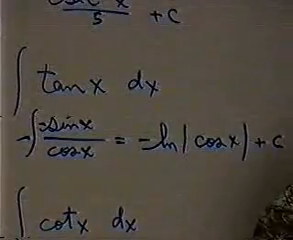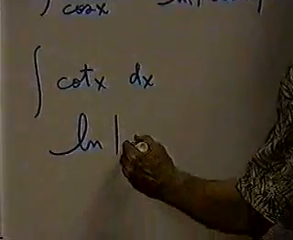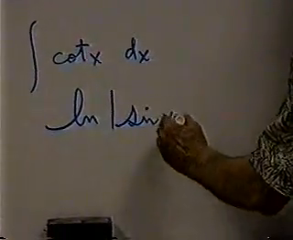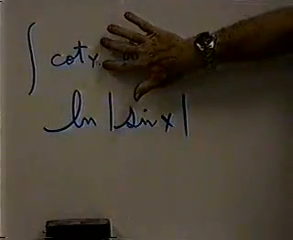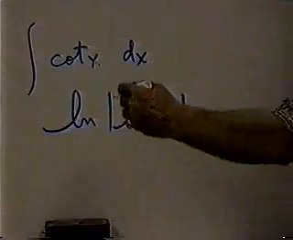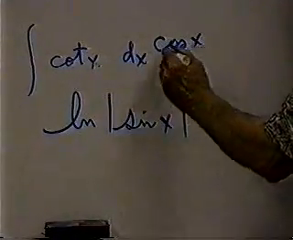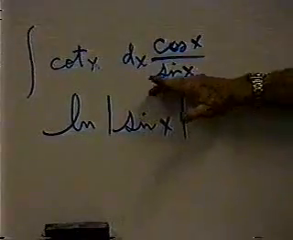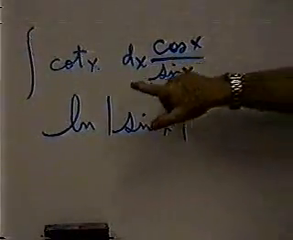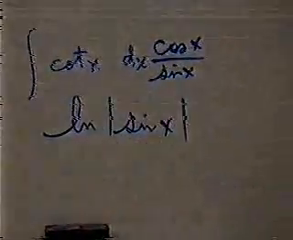Same thing with cotangent, it simply becomes the log of sine. Because cotangent is cosine over sine. The derivative of sine is positive cosine, so it's a positive log of the denominator.